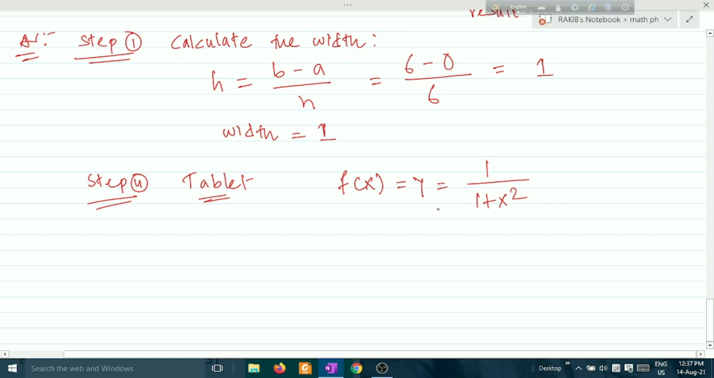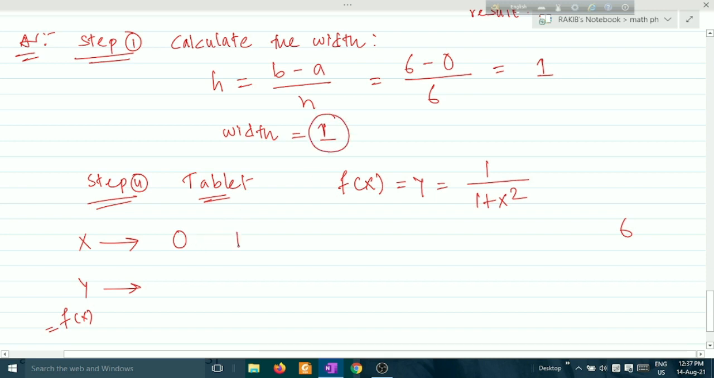1 plus x square. I am writing this thing. Okay, so in the table what we are going to do, put x in this line and put y in this line. That y means f(x). Starting from the a value, that is the lower limit, and we will be going to the upper limit, that is 6. By step, our width length is 1.